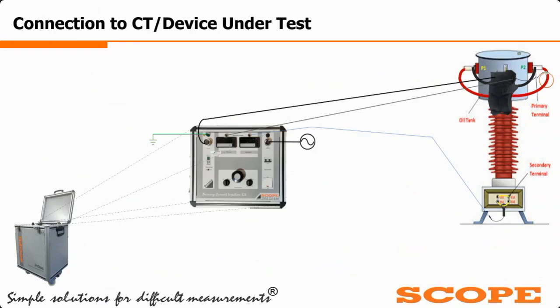And just for your understanding, this is how to connect our Prima equipment to the actual current transformer. We only have to connect three connectors. First, we connect the single phase AC supply to the mains single phase AC that is available at the control unit.